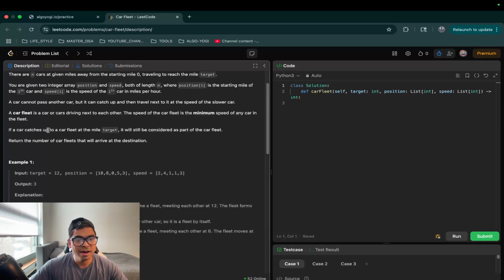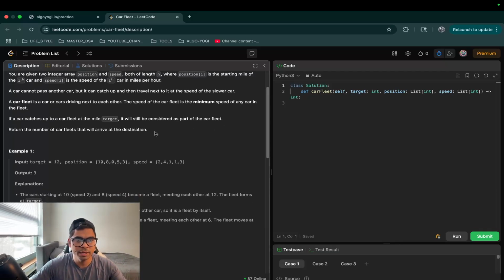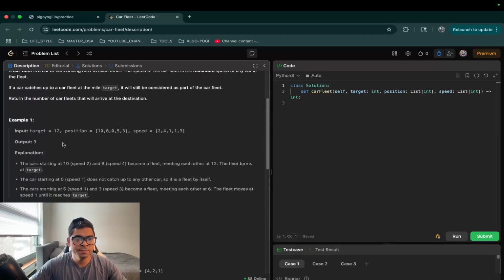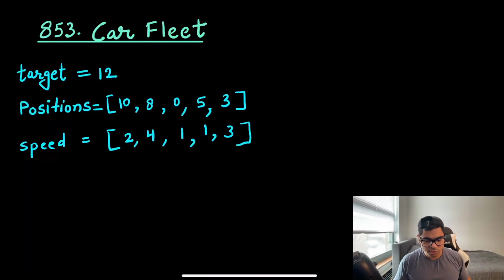Okay, a car fleet is a car or cars driving together next to each other. The speed of the car fleet is the minimum speed of any car in the fleet. Makes sense? If a car catches up to a car fleet at the mile target, it is also considered part of the car fleet, and at the end we return the number of car fleets that arrive at the destination. These are our inputs. So let's understand what's going on.